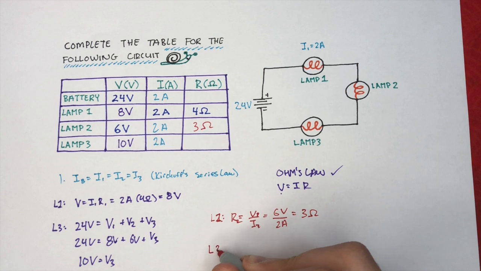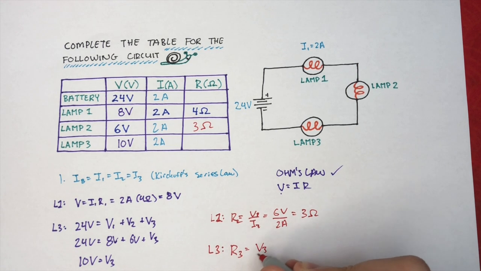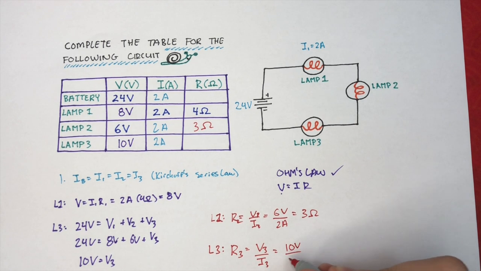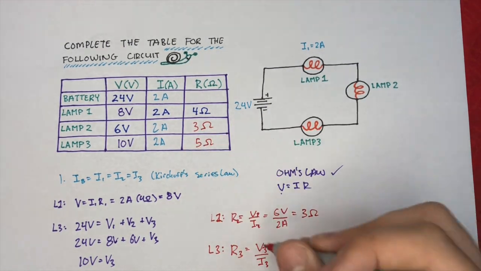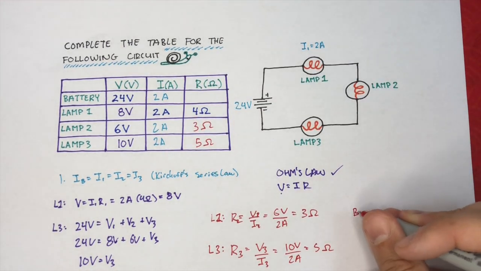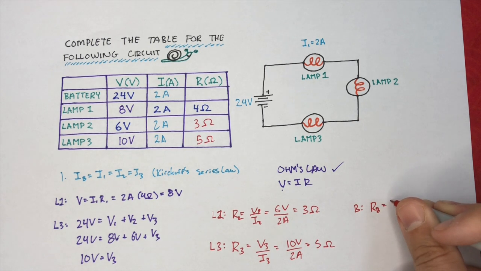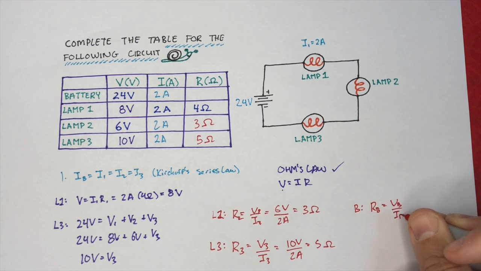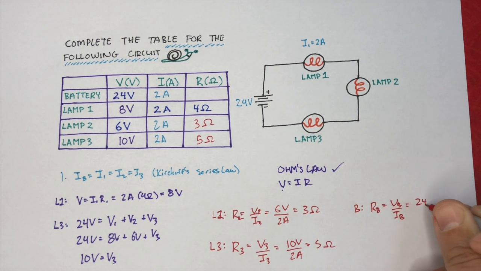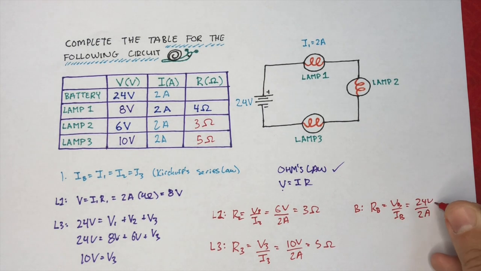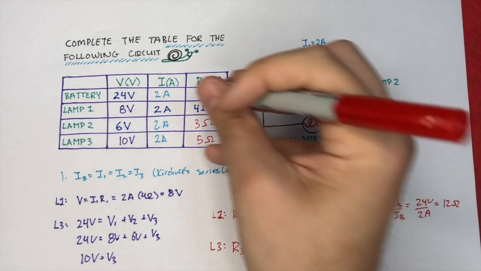If we take a look at lamp number 3, well, the resistance in lamp number 3 is going to equal the voltage across 3 divided by the current across number 3. So that's going to be 10 volts divided by 2 amps, which will be 5 ohms. And then finally, we can go right back to the battery. And with the battery, we can say that the resistance of the battery is going to equal the voltage across the battery divided by the current across the battery, which is going to be 24 volts divided by 2 amps. And that's going to leave us with 12 ohms resistance in the battery.